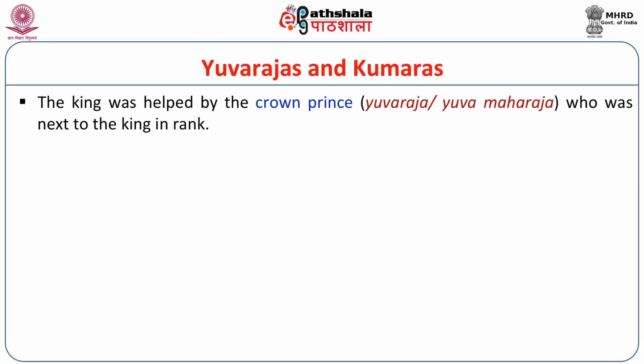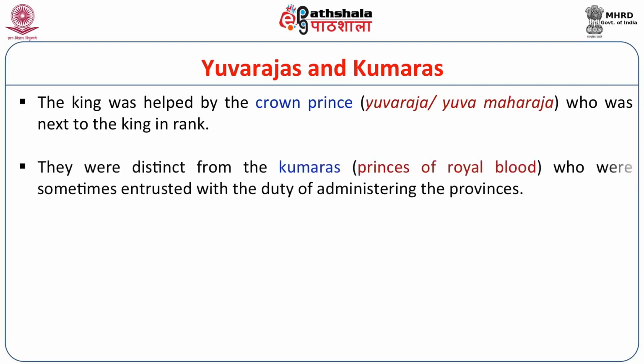Now the Yuvarajas and the Kumaras. The king was helped by the crown prince. He is also called Yuvaraja or Yuva Maharaja, who was next to the king in rank. They were again distinct from the Kumaras. Who were the Kumaras? The Kumaras were all princes of royal blood. The king had several queens, so there were several Kumaras who were sometimes entrusted with the duty of administering the provinces. So the Kumaras were very important in administration.